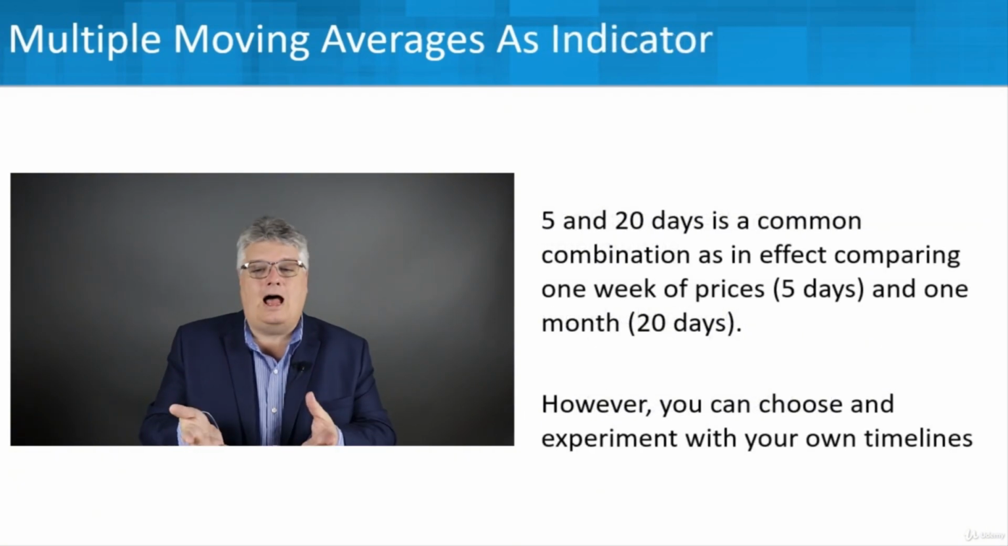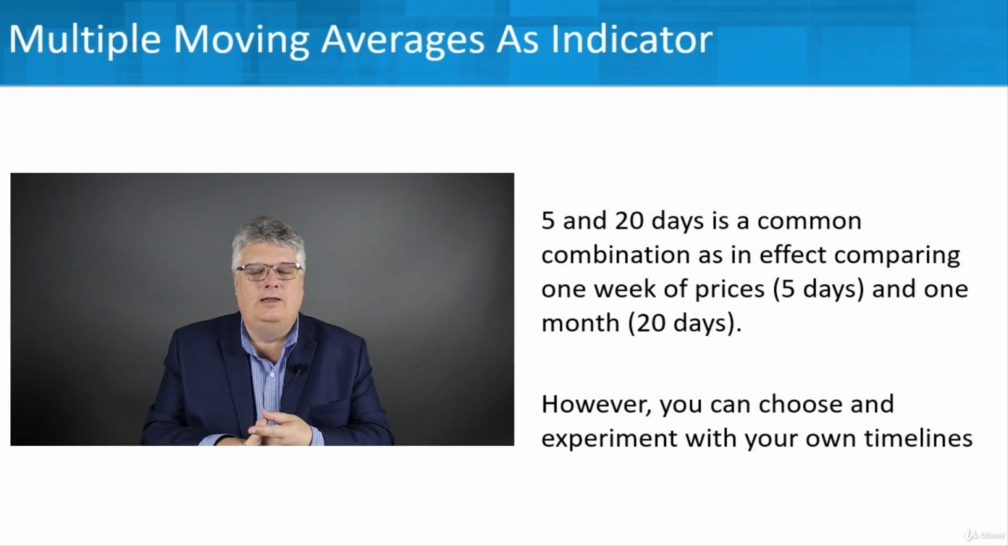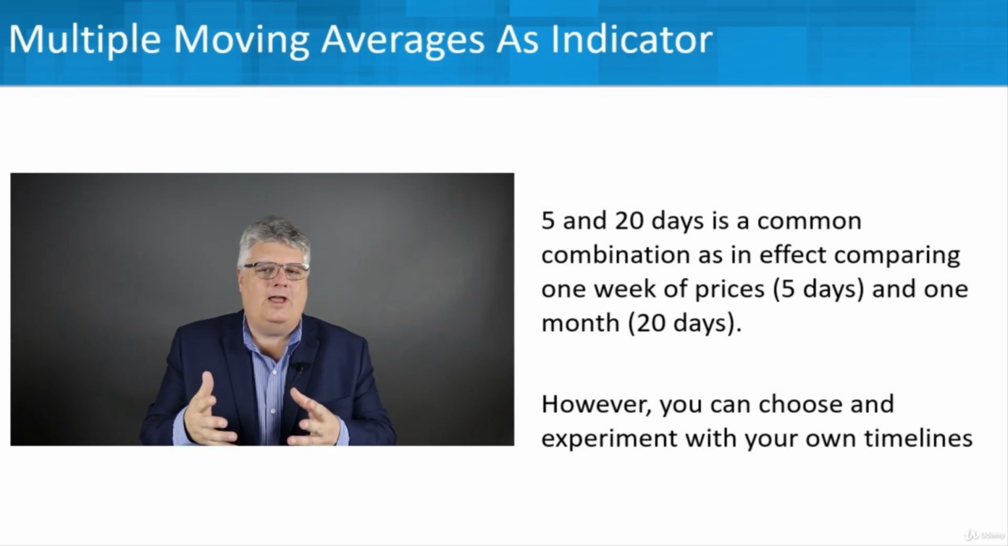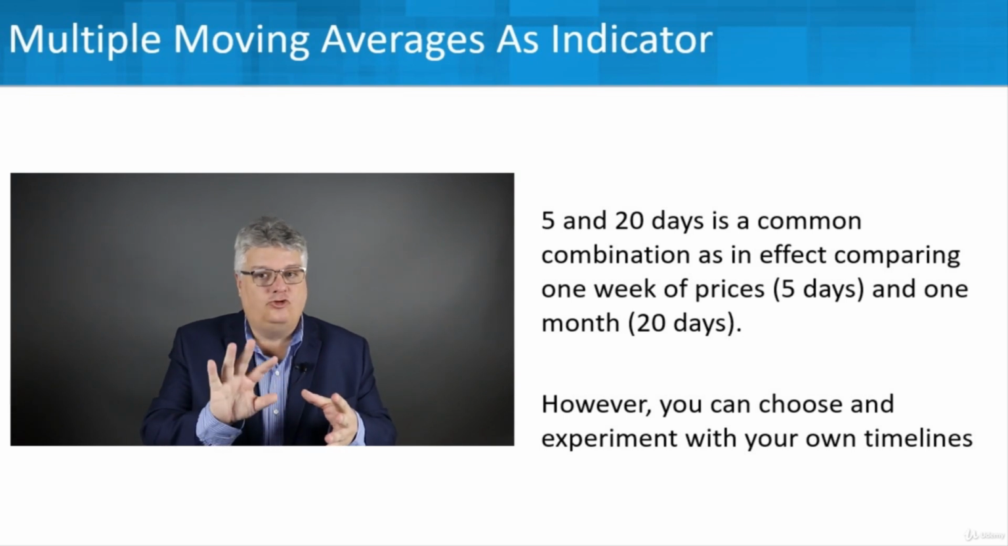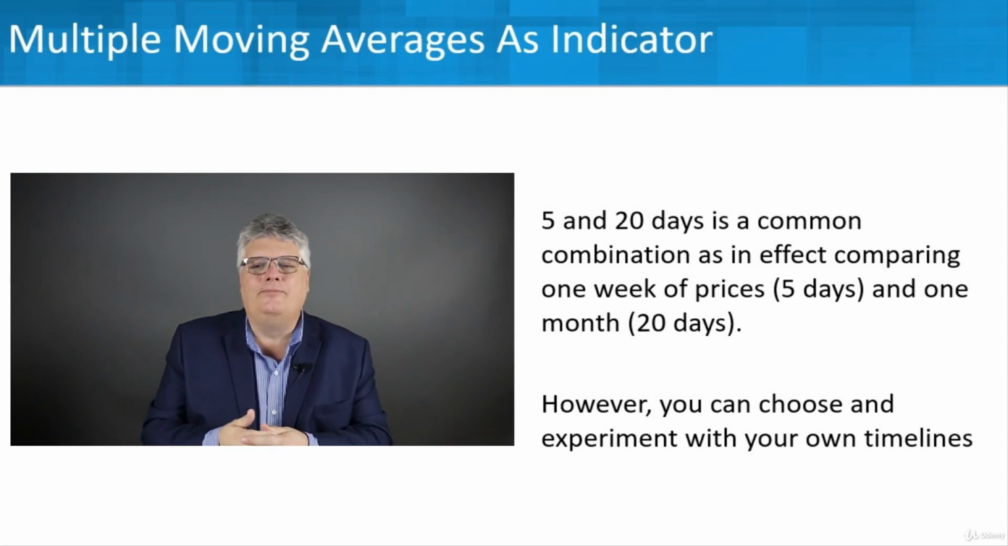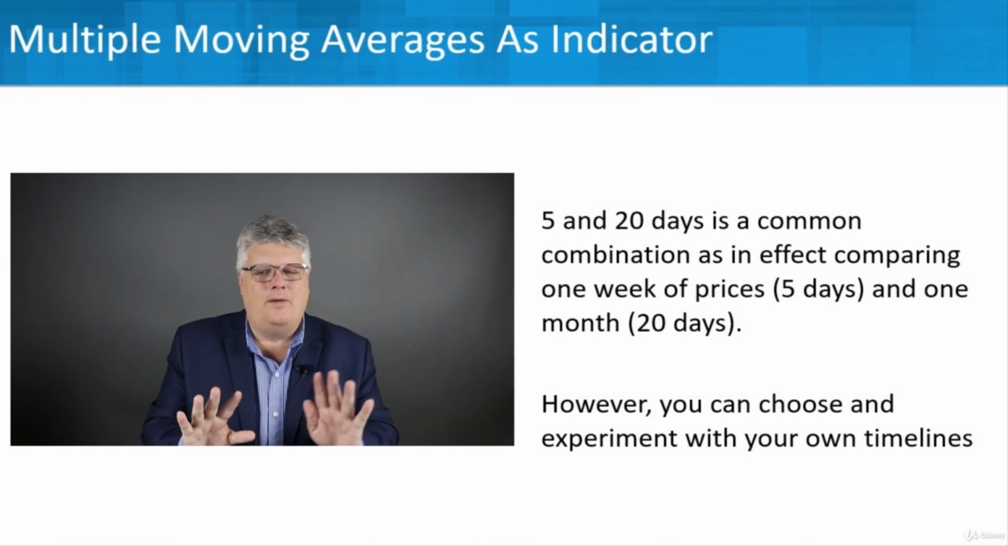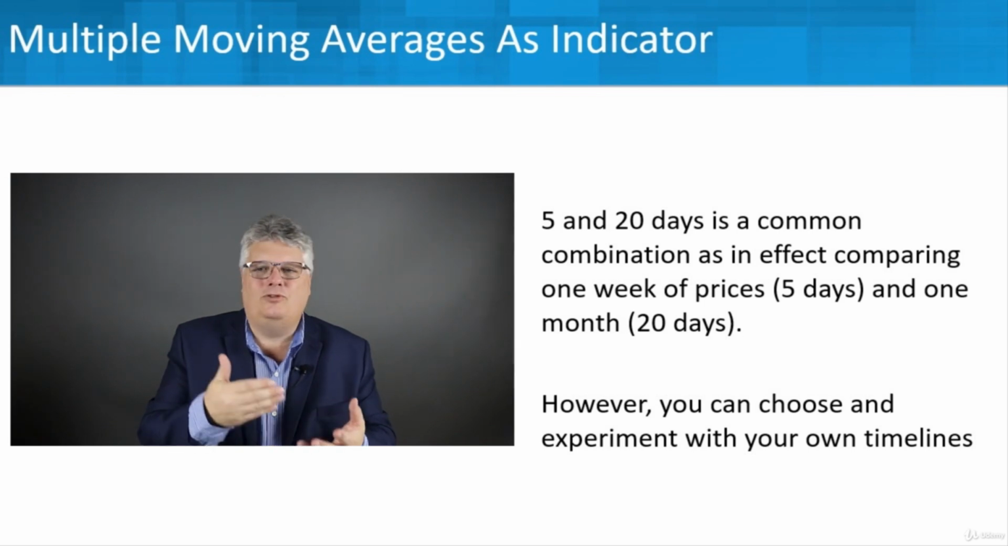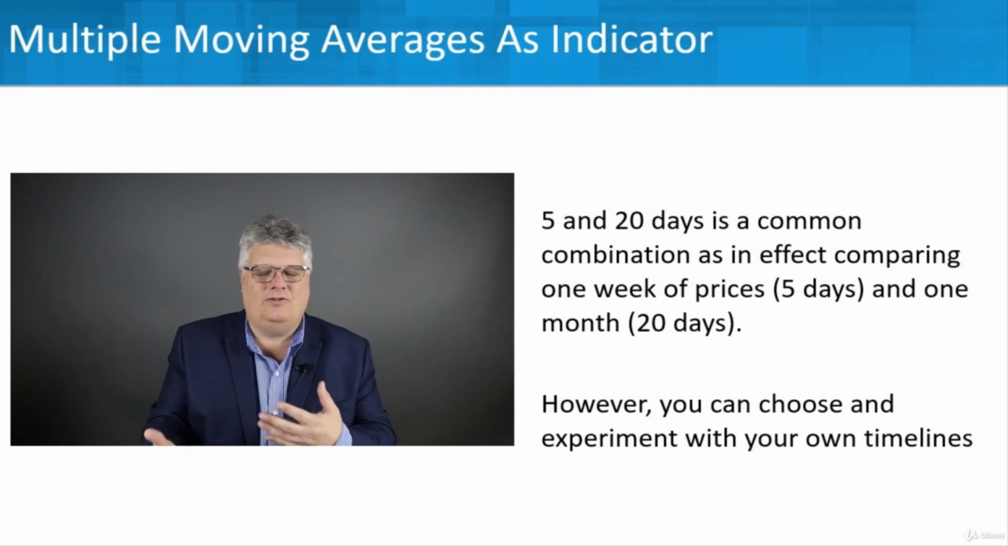For example, a really common combination is a 5-day moving average and a 20-day moving average. You can see they're shorter time frames. In effect, you're comparing one week of prices, 5 trading days, and one month of trading prices, or 4 weeks times 5 is 20 days, as markets are closed 2 days a week and open 5 days a week. So that's a common way where you're looking at a week versus a month, and are they crossing over? However, you can choose and experiment with your own timelines, and that's perfectly okay. A lot of people use 50-day versus 200-day moving averages. There's lots of different ways you can do it, but a common one to get you started is a 5-day and 20-day moving average.